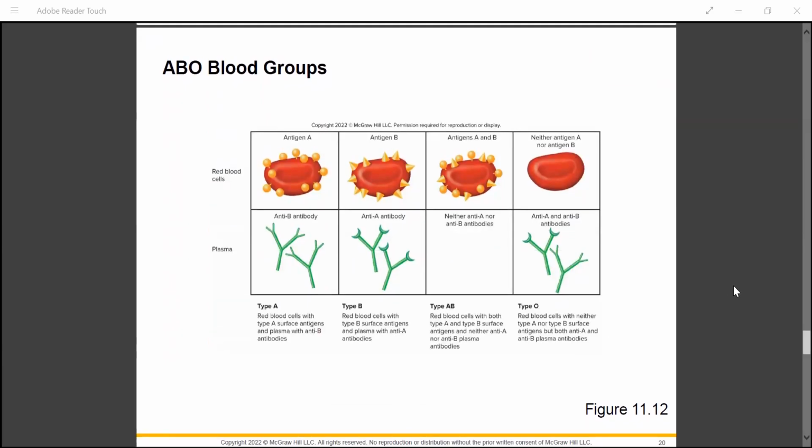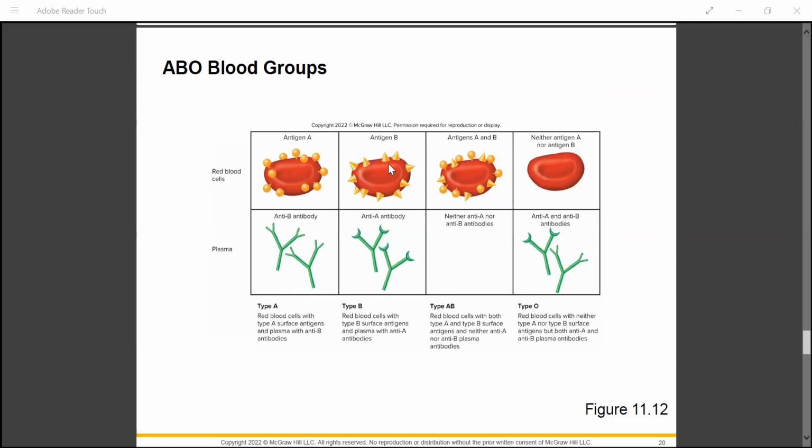So here is a good summary slide. If you can understand this slide here, then you are in good shape for the blood group and blood type aspect. We're looking at type A blood in this first column. Our top row shows you what the actual red blood cell, or erythrocyte, is going to look like. Our bottom row is showing what antibodies are present. Our type A blood has type A antigens, which are these little dots. So our type A blood has dots on the surface.